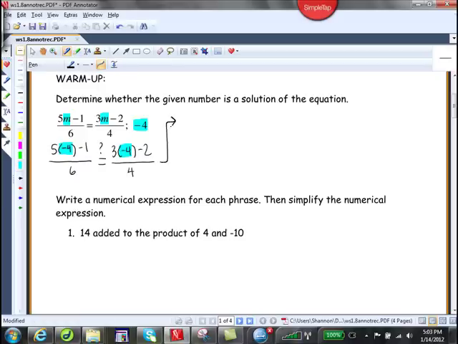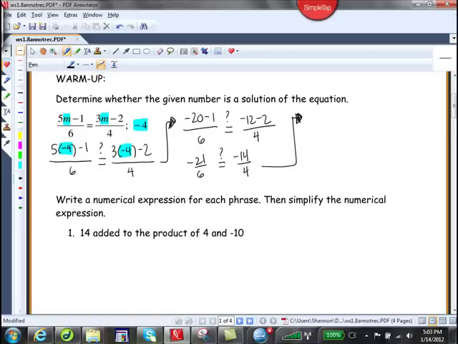Alright, so here we go. We get -20 minus 1 all over 6. Is that equal to -12 minus 2 all over 4? So we'll have -21 over 6. Is that equal to -14 over 4?